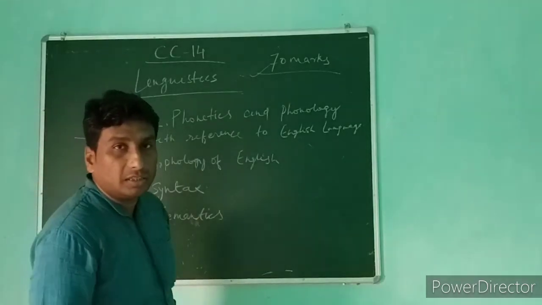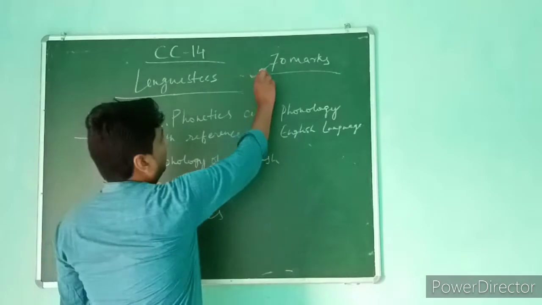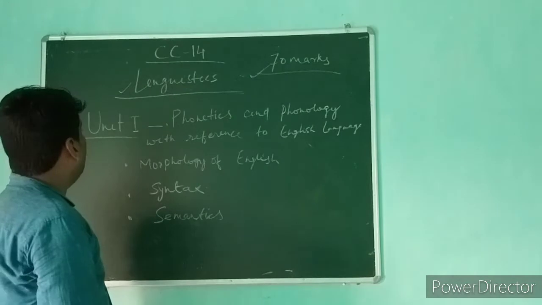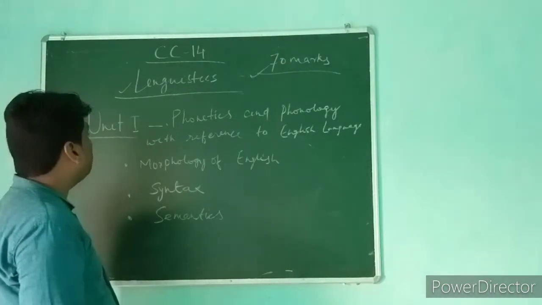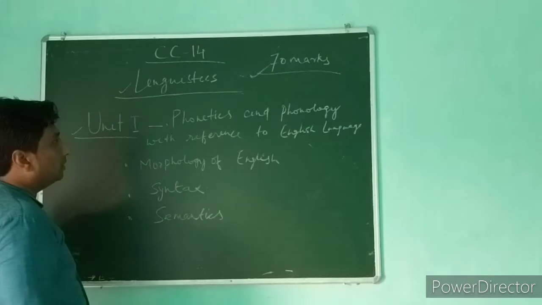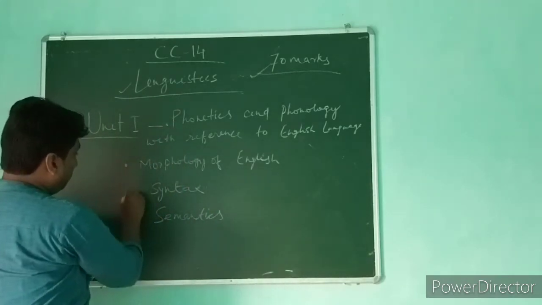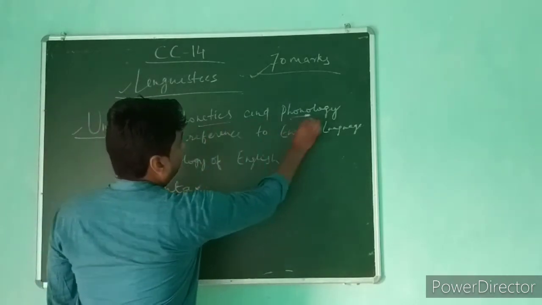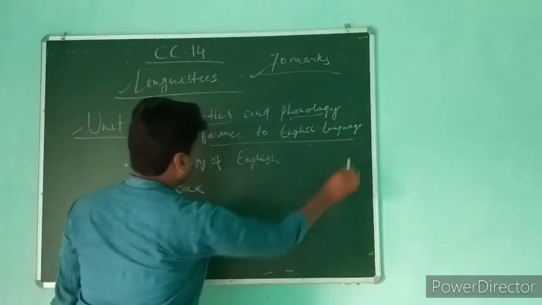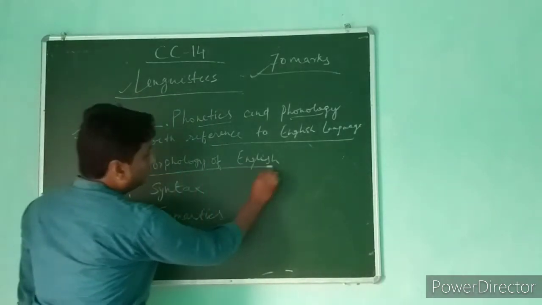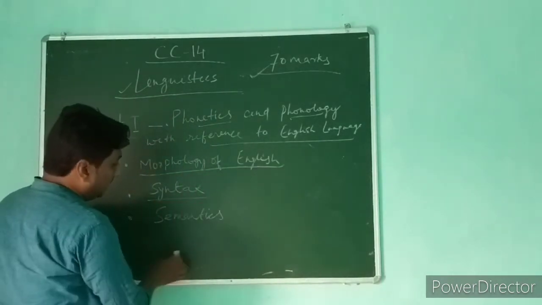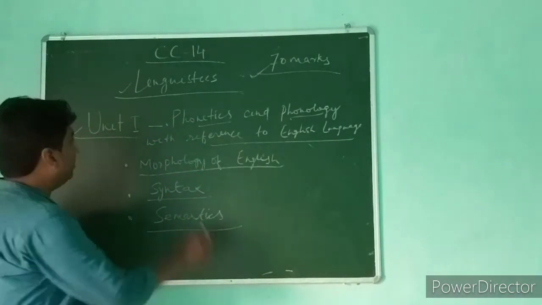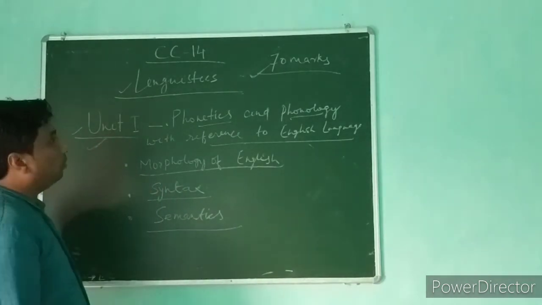So we were discussing the syllabus for CC14 linguistics, and that is the theory of 70 marks, right? So in linguistics, as we discussed earlier, it is divided into 5 units. The first unit includes at least 4 distinct branches of study. The first one is phonetics and phonology with reference to English language. The second one is morphology of English. Third is syntax, and the fourth one is semantics. So these are the 4 subunits that we have to study within unit 1.